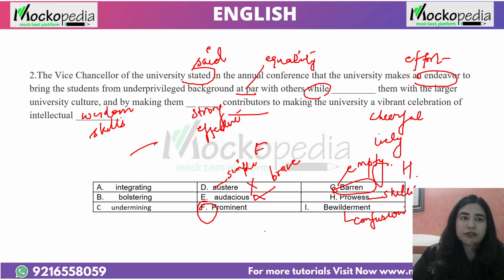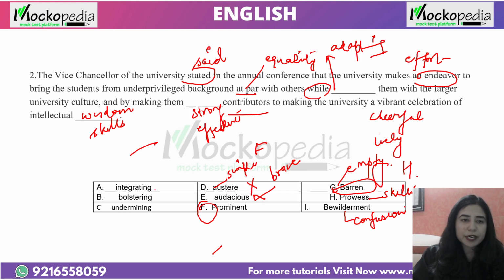Now we can come to the first one. The Vice Chancellor of the university stated that university is making an effort to bring the students from underprivileged background at par with others while dash them with a large university culture. So they would want the students to adapt to the university culture, right? So we can have this word while adapting. That's what we have got with the rest of the idea also, that we'll make them strong contributors and university will have cheerful celebration of intellectual skill set. So adapting will be the predicted word.